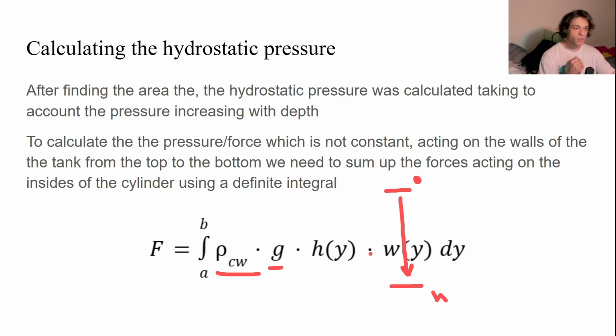And the same goes for the width. The width is basically equal to the circumference of the cylinder, so 2 pi r.